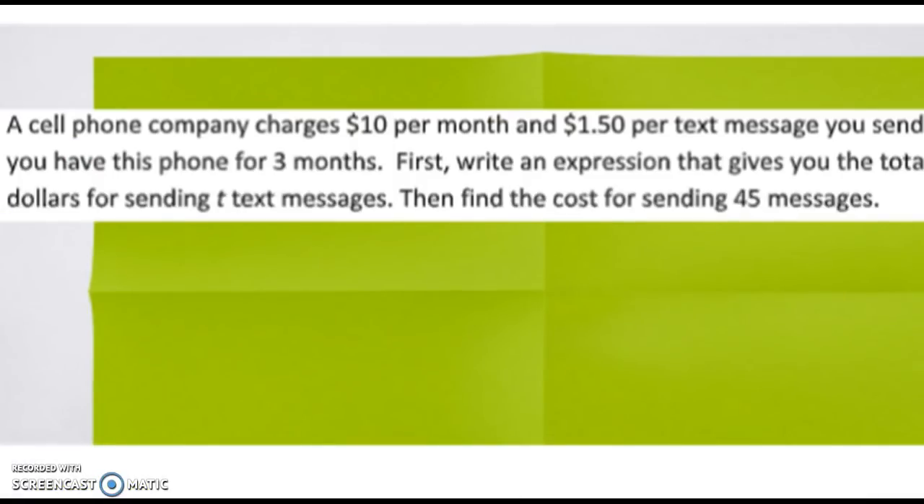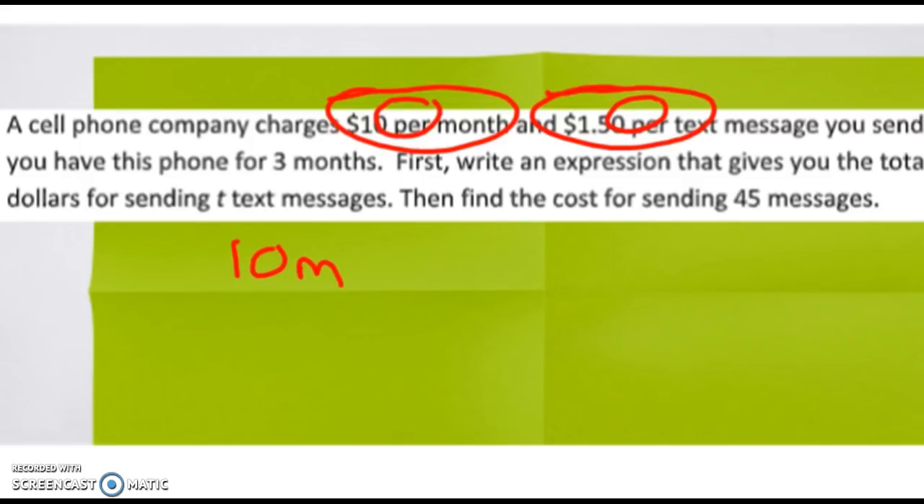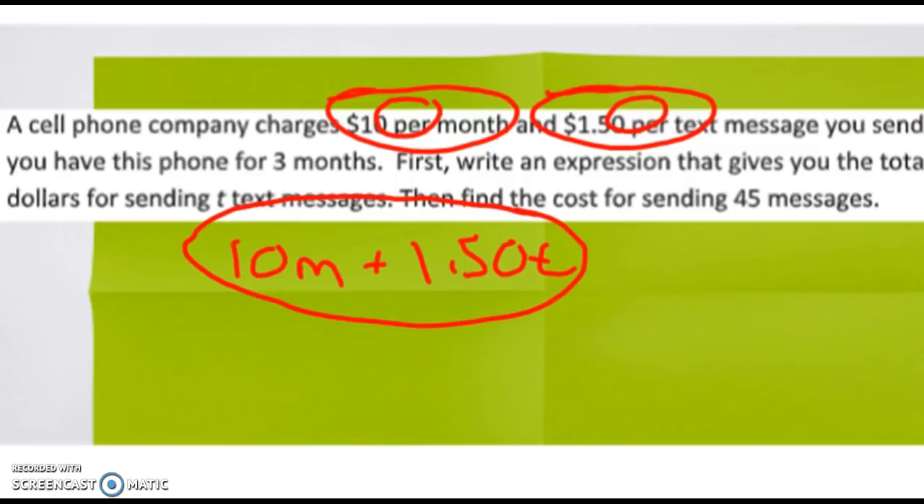And then 11 says the cell phone company charges $10 per month. This "per" tells me I have to multiply. And then 15¢ per text. "Per" tells me I have to multiply. So $10 per month would be 10m. m stands for months. 15¢ per text would be 0.15t. t stands for text. You add them together. This is the expression you would use.